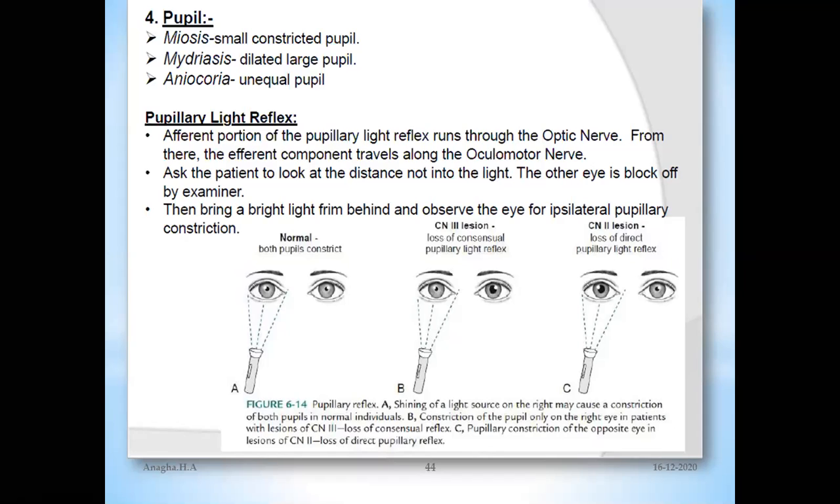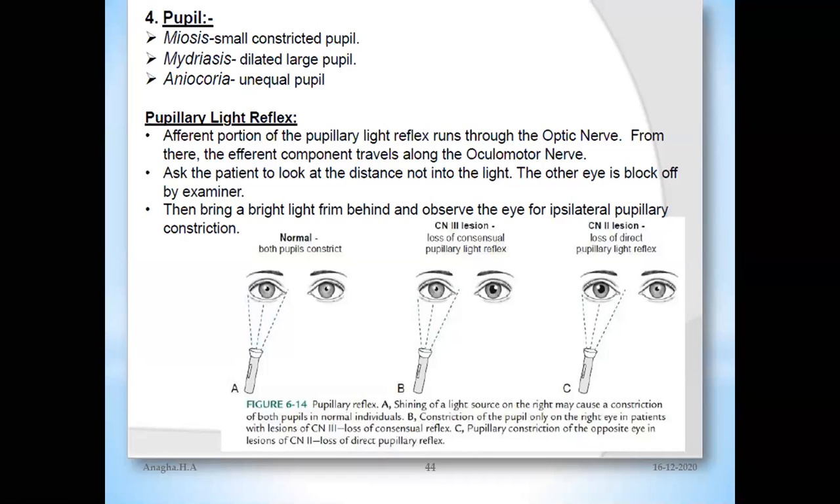Pupillary size is first observed and measured in dim light. Small pupils are termed miotic, large pupils are termed mydriatic, and unequal pupils are termed anisocoric. So please remember these names. First one is miotic, that is small pupils. Then large pupils are termed mydriatic, and unequal pupils are termed anisocoric.